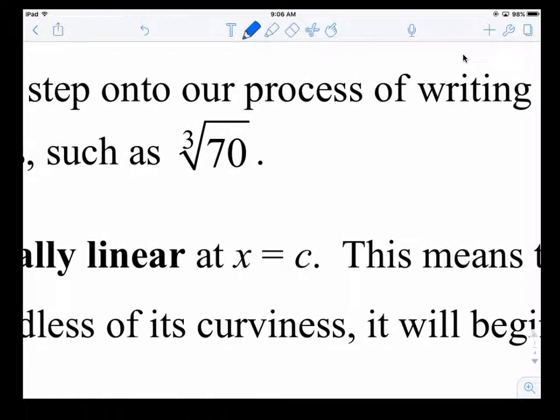So right off the top of your head, could you tell me what the cube root of 70 is? No, right? So it's a little difficult. But what we're going to try and do is come up with a method so that we can use a tangent line to help us figure out what exactly that value is.